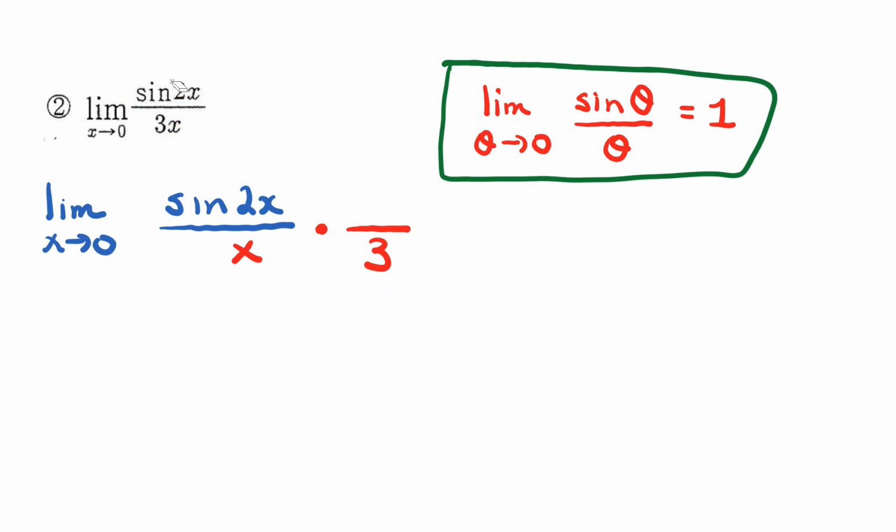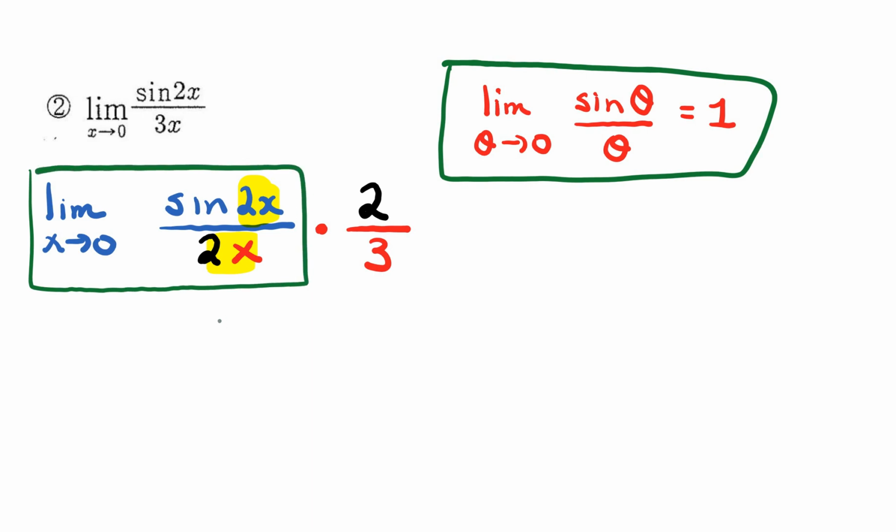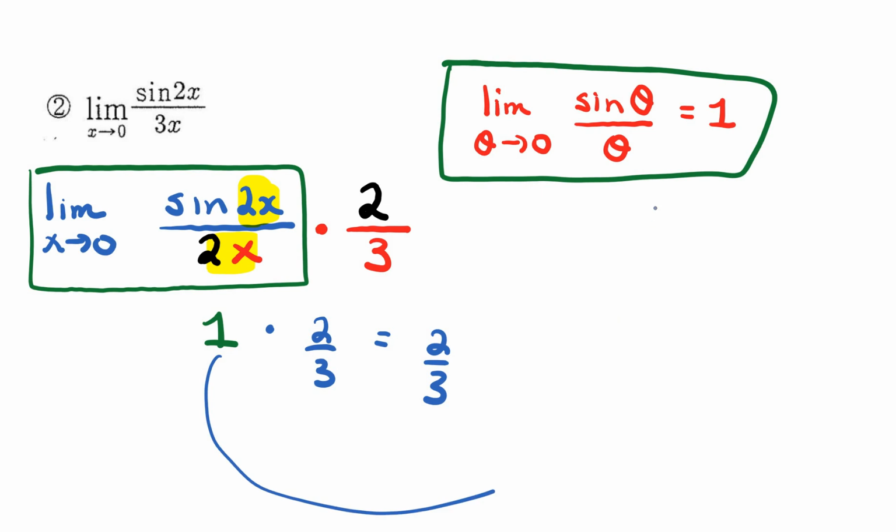Basically, there's a 2x inside the sine function, so I must have a 2x on the bottom. The bottom just has an x right now. I can divide by 2 by writing a 2 like that. And if I divide by 2, I can undo that by multiplying the function by 2. That's mathematically the same as the original question. Using this limit law, I know that limit is going to equal 1. And then I multiply that by 2/3, and 1 times 2/3 is 2/3. Once again, I'm using this limit law, and this is really like an algebra exercise, if anything.